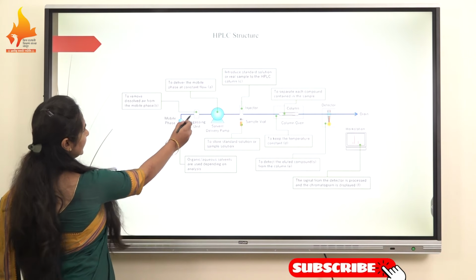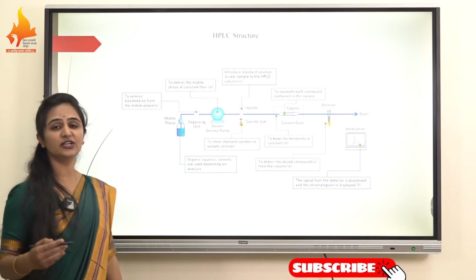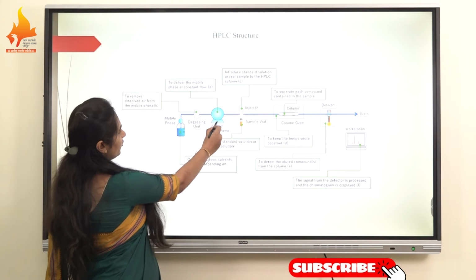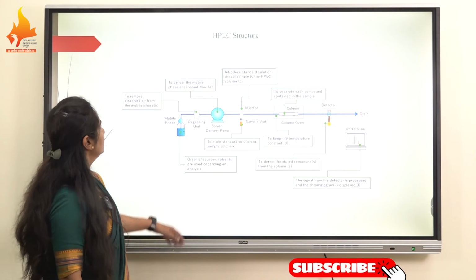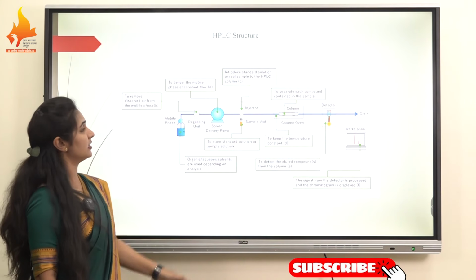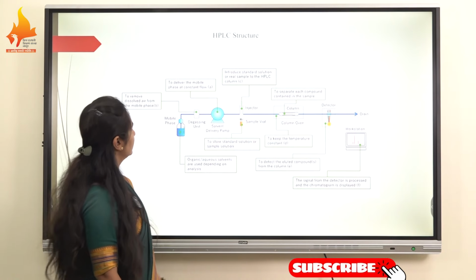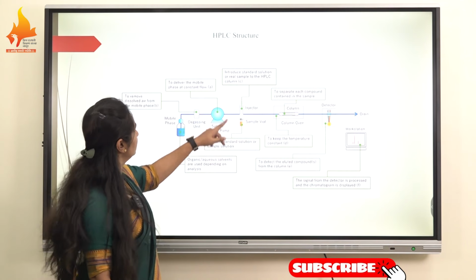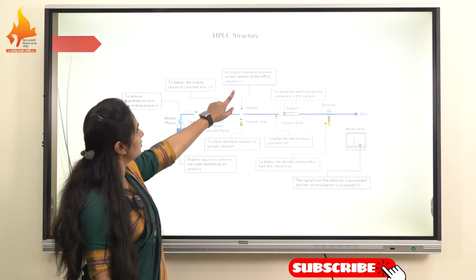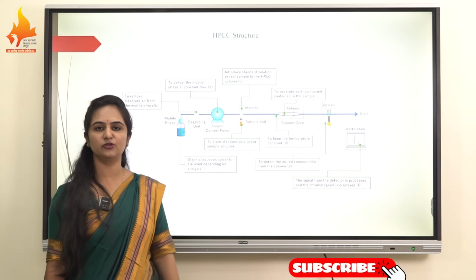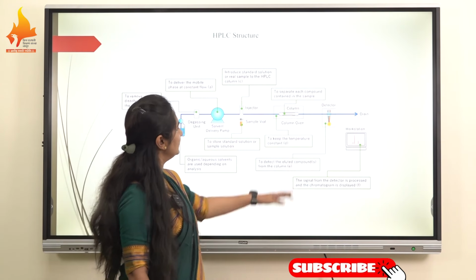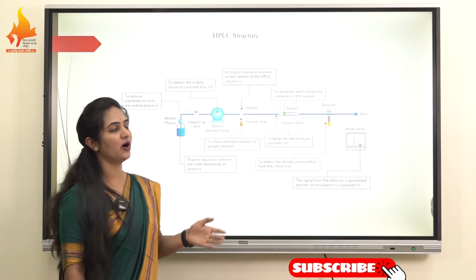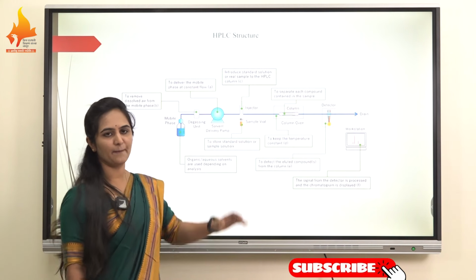And this is the degassing unit. It is used to remove the dissolved air from the mobile phase. This is the solvent delivery pump. It is used to deliver the mobile phase at a constant flow. This is the injector, which is attached to the pump and column. The injector introduces the standard solution or a real sample to the HPLC column. And this is the column. The column is used to separate each compound's content in the sample.